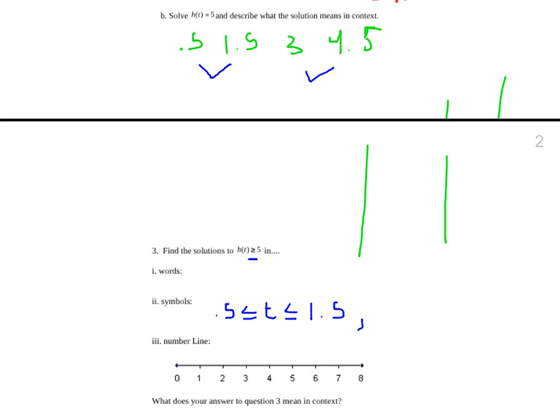The second interval occurs when we start at 3, and 3 will be less than or equal to the time, which will be less than or equal to 4.5 seconds. So these intervals show in symbols where the squirrel is at a height above 5 feet or equivalent to 5 feet. Excellent. Now let's take a look at how these answers show up on a number line.